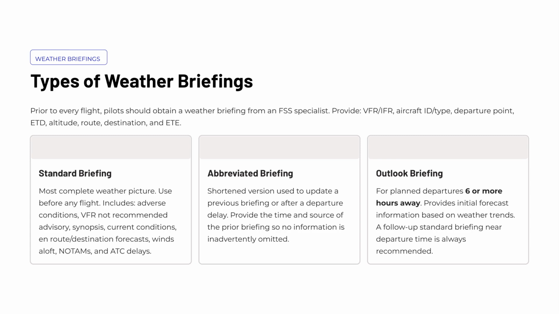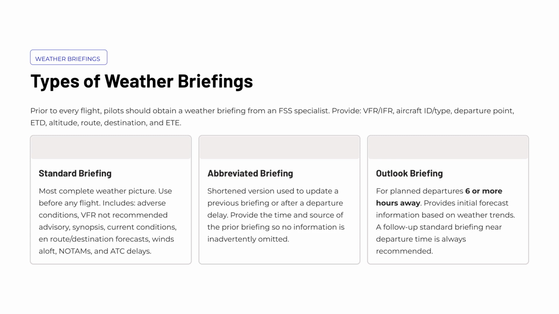The abbreviated briefing is a shortened update. Use it when you've already received a prior briefing and need to update it, or when a departure has been delayed. Always tell the specialist when and where you got your last briefing so nothing important gets left out.